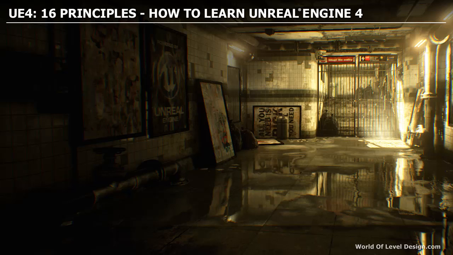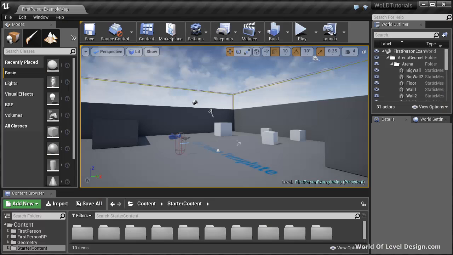In this video, you will learn 16 principles of how to learn Unreal Engine 4. Unreal Engine 4 is a complete game engine. You can create high-end AAA title games. You can create mobile games. You can do architectural visualizations. You can do VR. You can do various simulations. You can also do cinematics. And I'm not even doing justice to this small list.